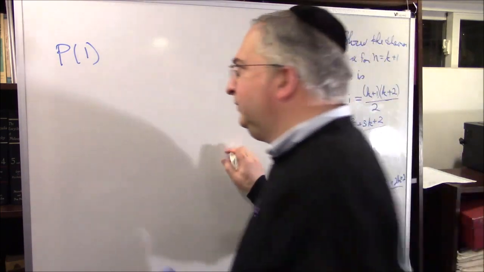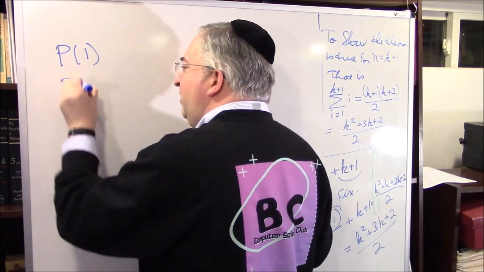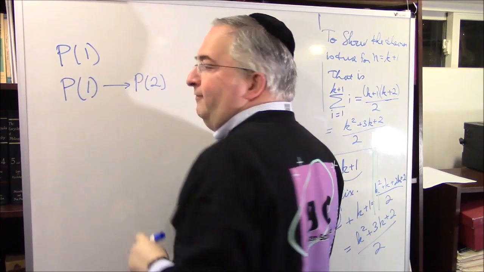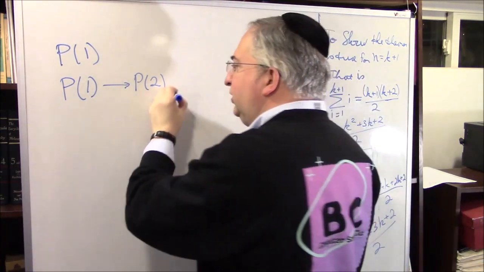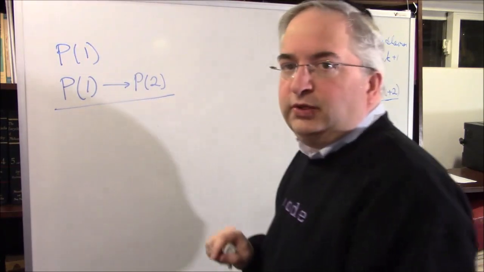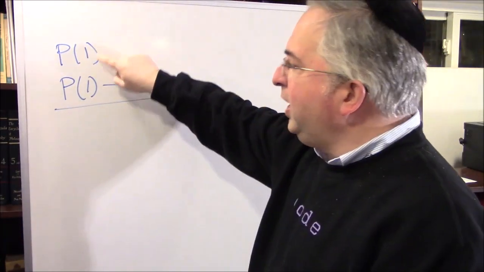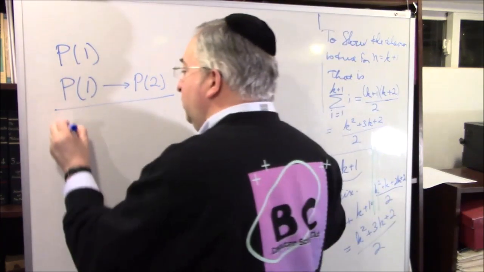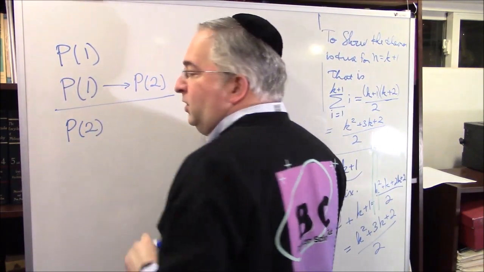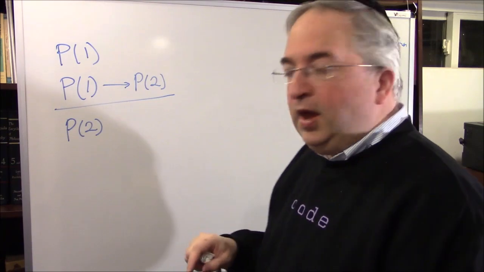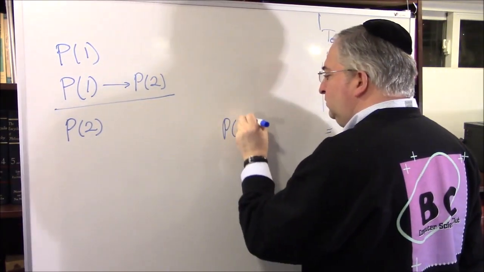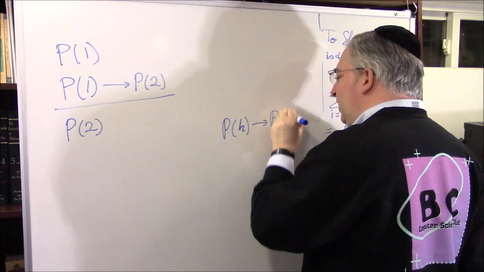So, what did we say? If it's true for 1, then it's true for 2. Very nice. Now let's use logic. This we call modus ponens. If you know that p of 1 is true, and you know that p of 1 implies p of 2 is true, what do you know? You know that p of 2 is true. Great. Now, I showed that p of k implies p of k plus 1.